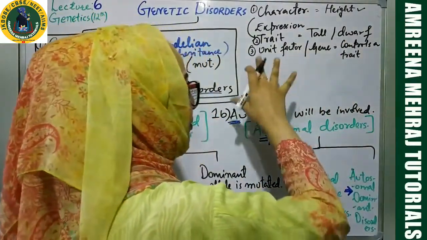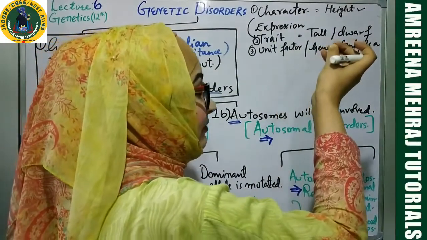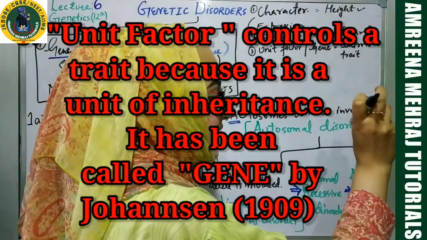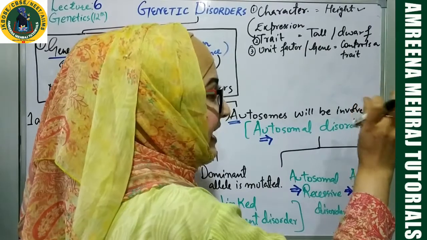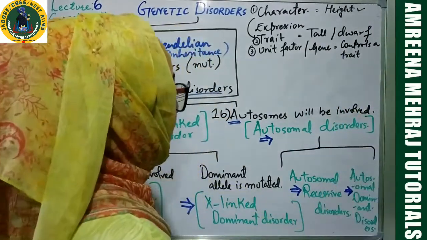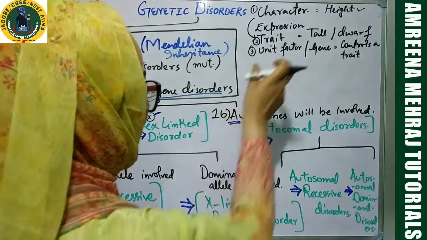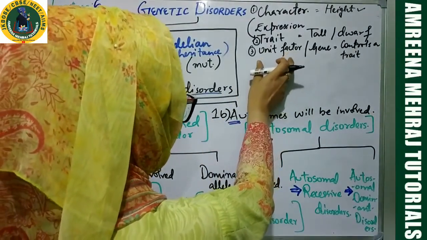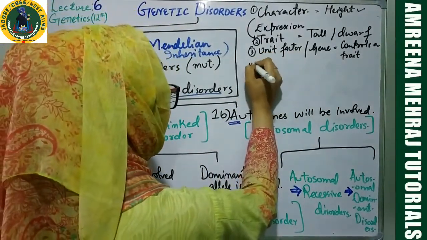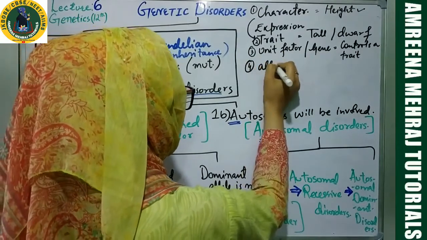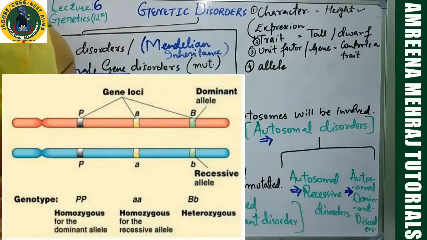So genes are basically those segments of the DNA which control a particular trait. So this is what Mendel used. Mendel used the term unit factor. Now you have the first critical term, what you call allele. What is basically allele?